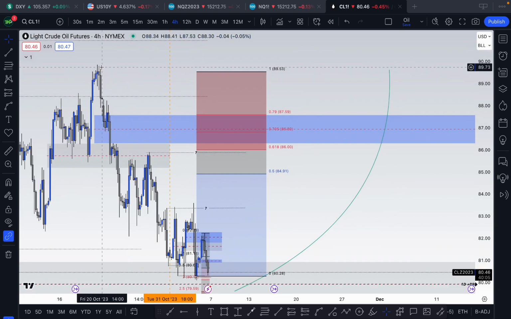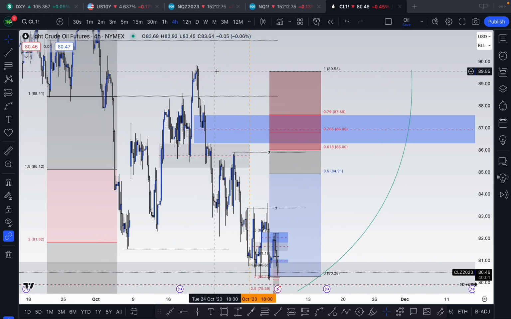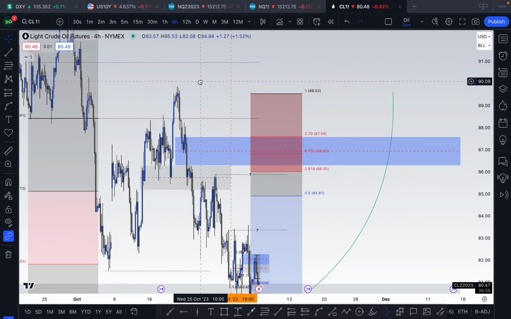Was that 90? Almost 90. You should call it 90, big figure. Same for big figures. Then look how clean these highs are right here. Very clean.